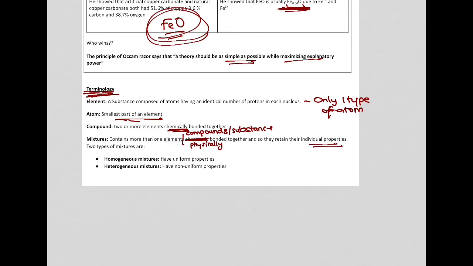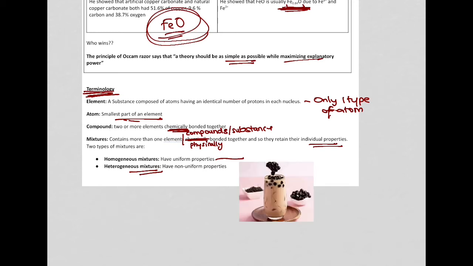We have two types of mixtures. Homogeneous mixtures, for example, a mixture of salt and water. This is homogeneous. Once they are mixed together, you cannot identify the individual components. Or you can have heterogeneous mixtures. These are non-uniform mixtures. For example, bubble tea is a heterogeneous mixture, so you can identify the individual components. In that you have the pearls and then the tea.